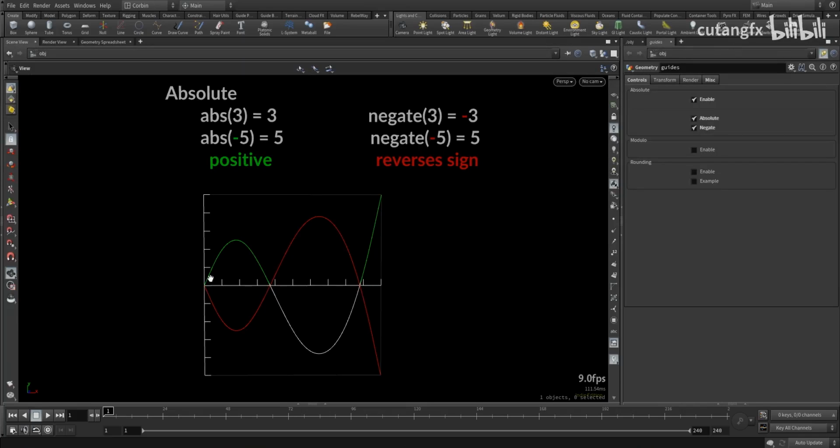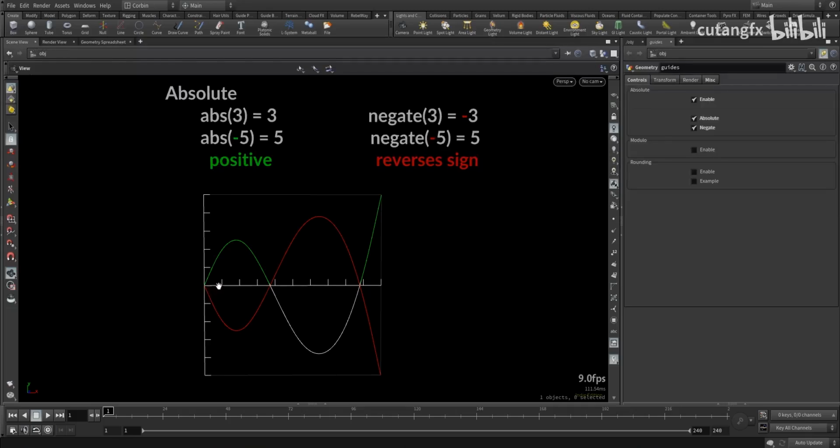It negates everything. So positives become negatives, negatives become positive. It literally just mirrors the whole graph, whereas absolute only mirrors the negative values. Okay? And so this might be what you want. Also, sometimes you actually want to use a combination of absolute and negate, although the order does matter, right?